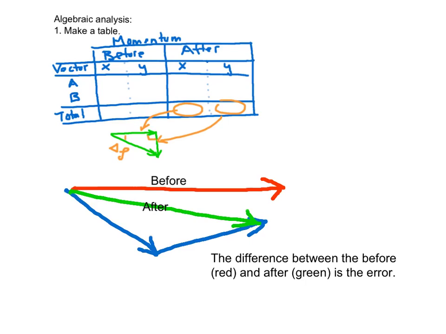To do the algebraic analysis, make a table for the vectors: ball A or ball 1, ball B or ball 2. X, as shown in the vector diagram, is along the original before vector. The total should be just in the x direction for before. And then the after, you're looking for components, and you create this green summation vector. The difference between that before vector and the after vector is your error.